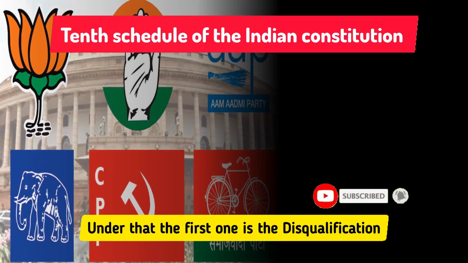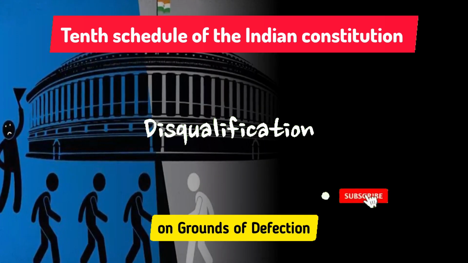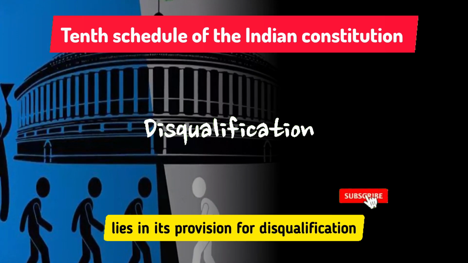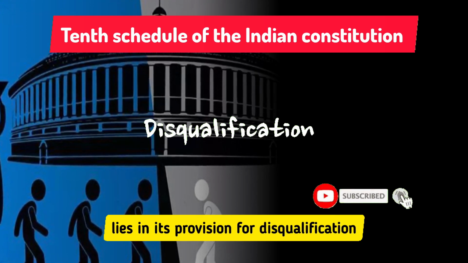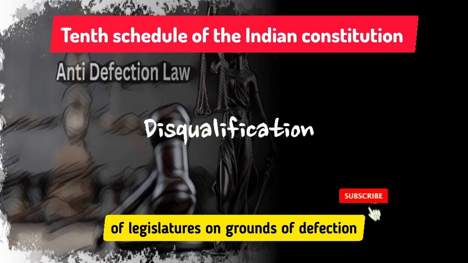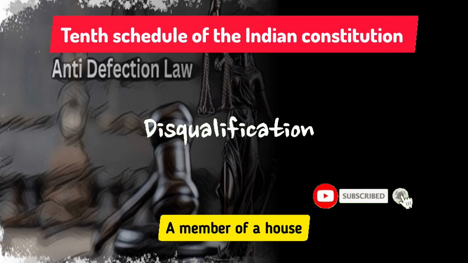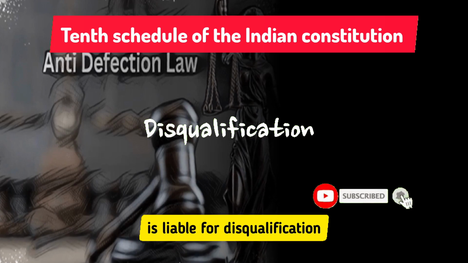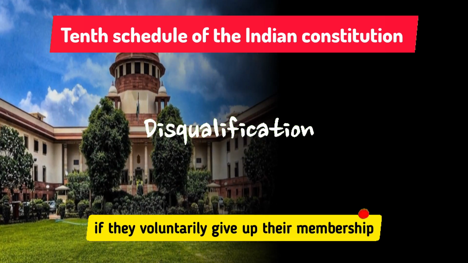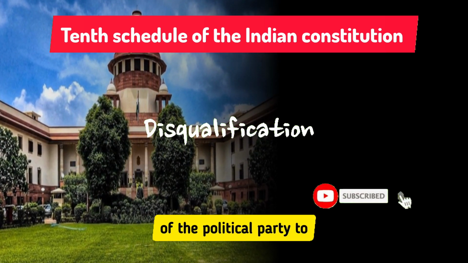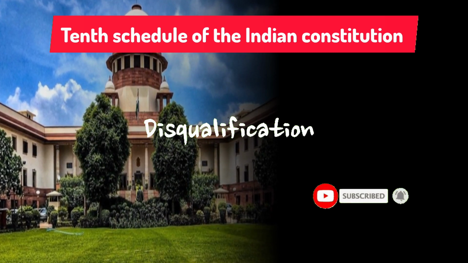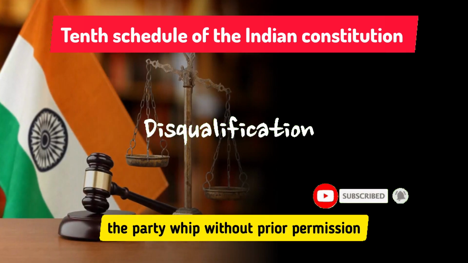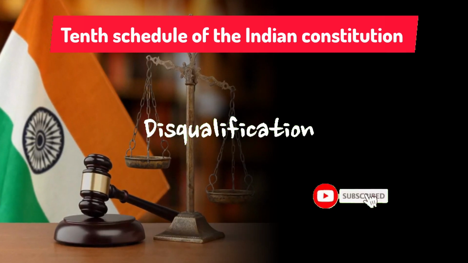Under that, the first one is the disqualification on grounds of defection. The cornerstone of the anti-defection law lies in its provision for disqualification of legislators on grounds of defection. A member of a house, be it the Parliament or a state legislature, is liable for disqualification if they voluntarily give up their membership of the political party to which they belong, or if they vote or abstain from voting in contravention of the party whip without prior permission.